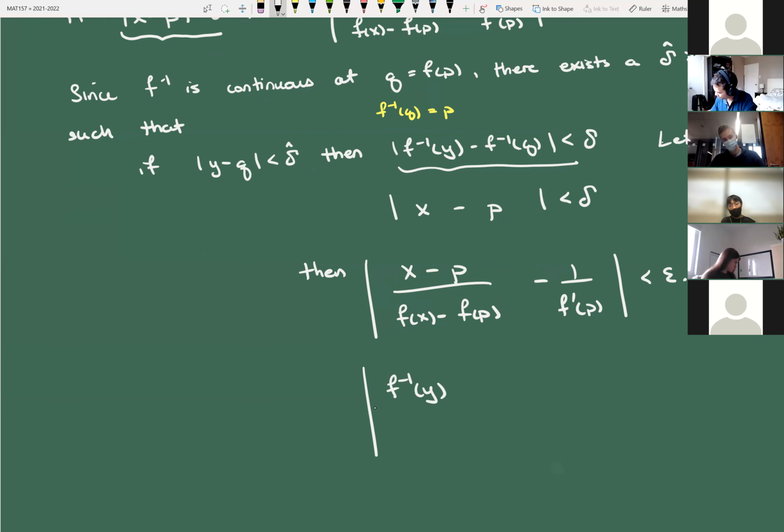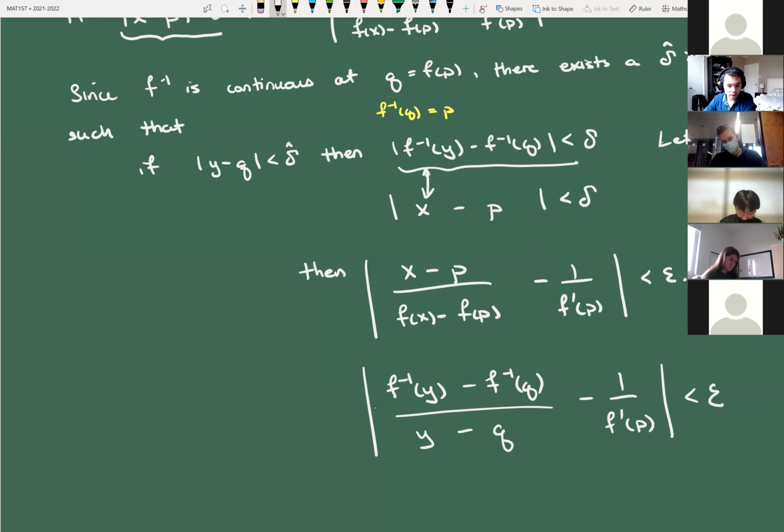X is f inverse of y, right? Yeah, we'd use that even up here, right? X is equal to f inverse of y minus f inverse of q. F of x is equal to y, and then f of p is equal to q. Like so. Okay, and Yuanjie, do you now see the magic of taking the reciprocal, right?